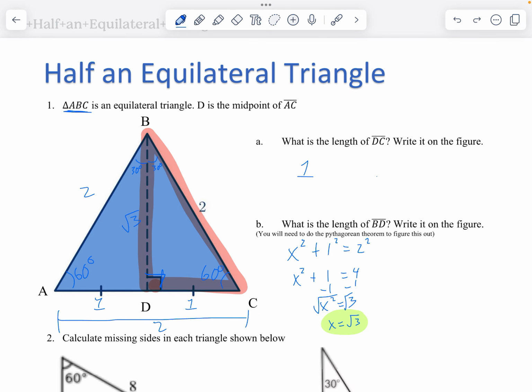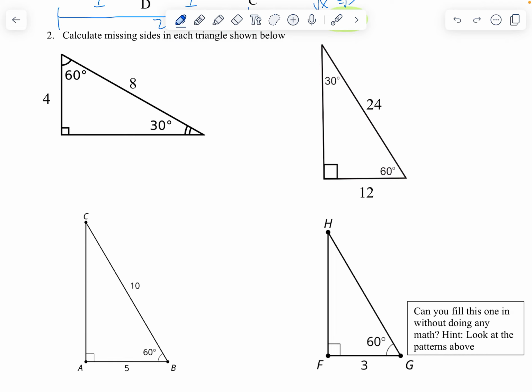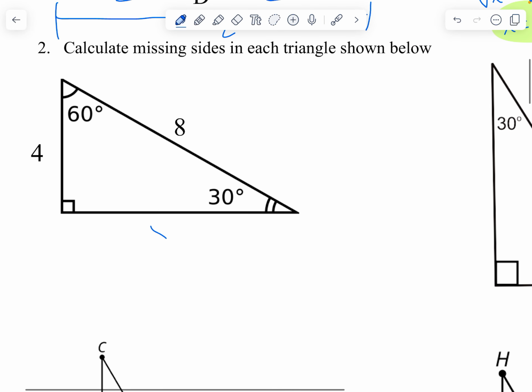And just like how with the square, we always have the same angles. When we cut an equilateral triangle in half, we're always going to have the same angles. So that means our same proportions are going to hold. So down here, what they want you to do is they want you to calculate these missing sides a couple times, okay? You should see a pattern emerging, similar to how we had a pattern yesterday. You're going to do the Pythagorean theorem each time.